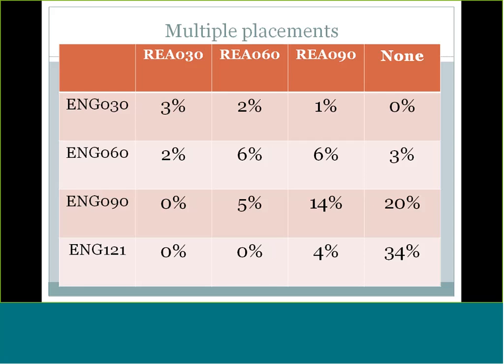And so what we found when we started looking at the model is that students kind of fall into clusters. It's not that they just need English 60 and English 90, but that they need English 60 and English 90 and reading 60 and reading 90. And so all of a sudden we've scooped many more students into 4 semesters' worth of coursework instead of 2.